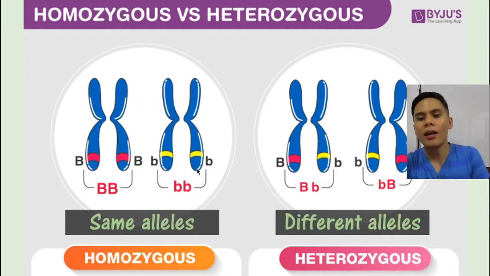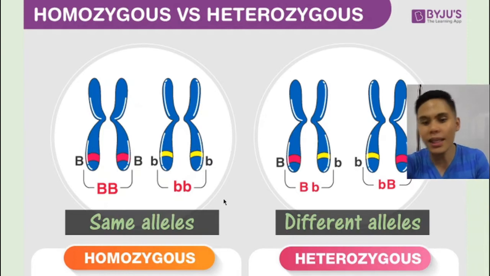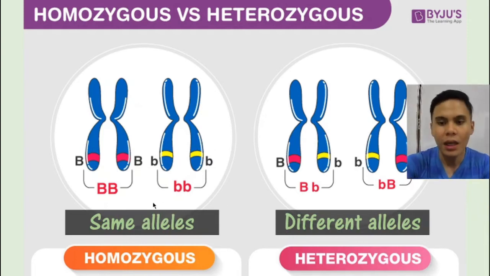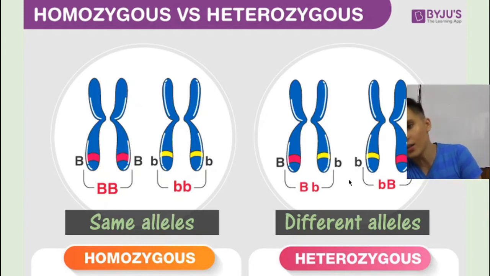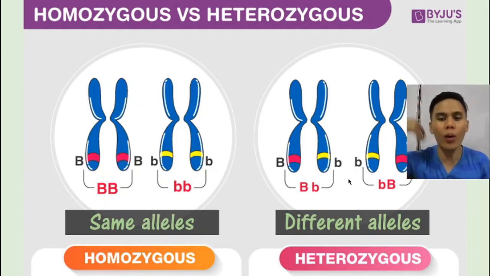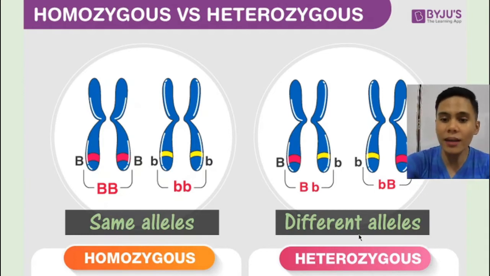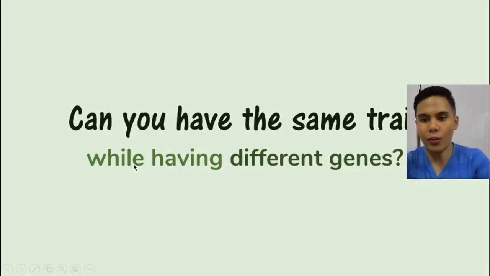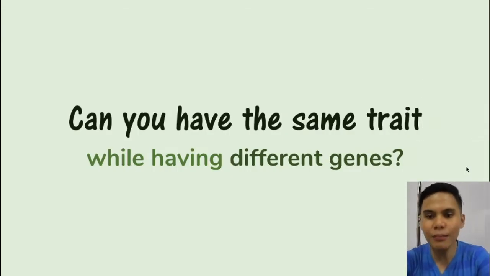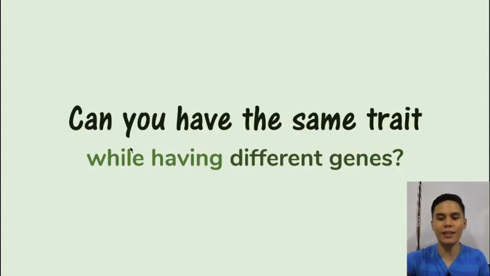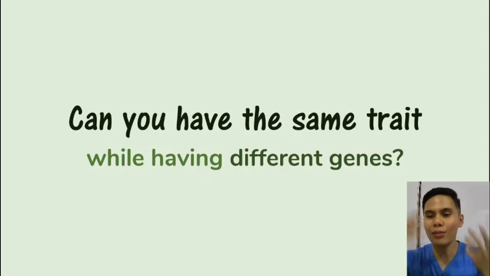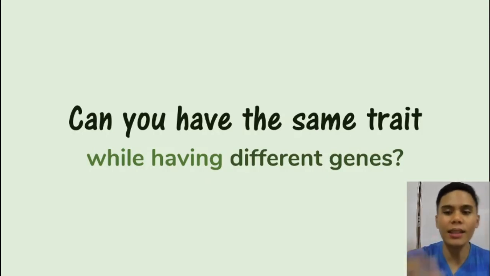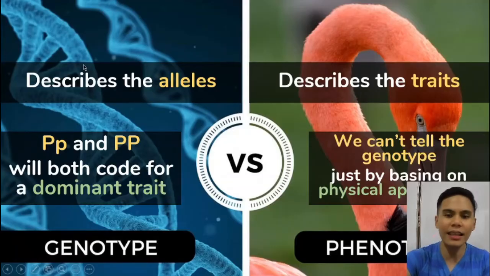If it's both lowercase, both recessive, we say homozygous recessive. On the other hand, heterozygous is one capital and one small letter, meaning one dominant and one recessive allele. So that's called heterozygous because it's different allele types. Now, can you have the same trait while having different genes? Can two different people have the same traits even though they have different genes for that trait? The answer is technically yes.